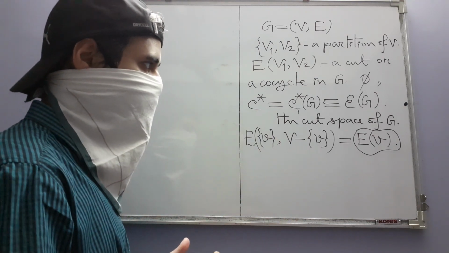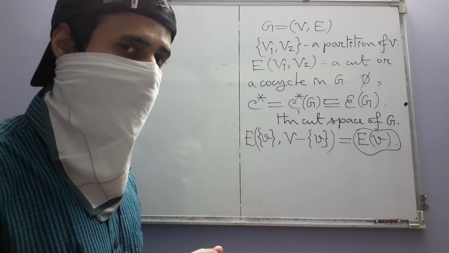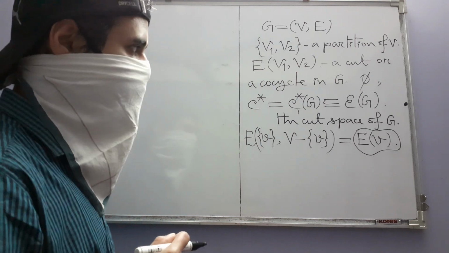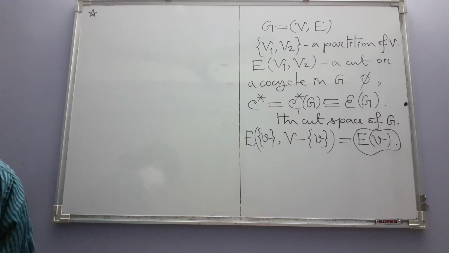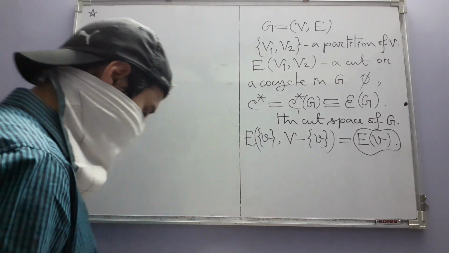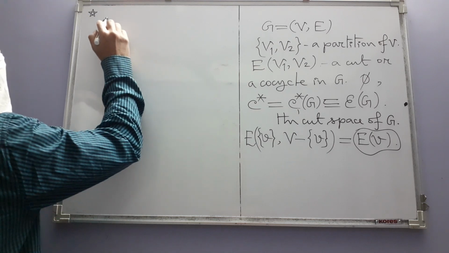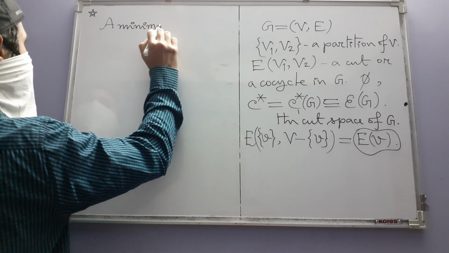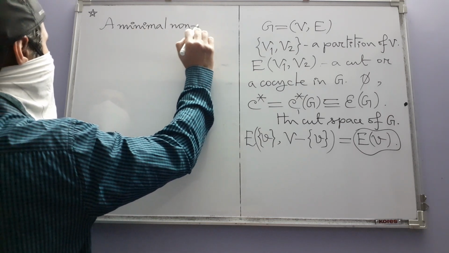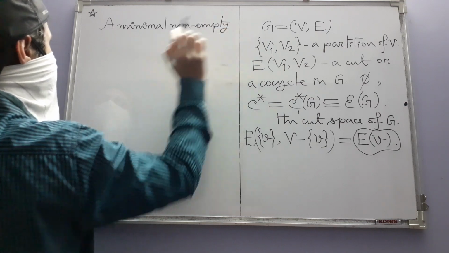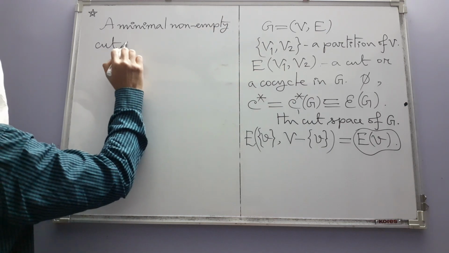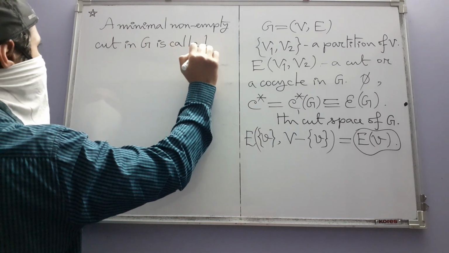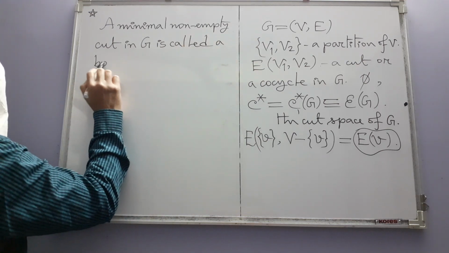So now today the author is going to show us what comes next, that is minimal cuts. So let's see what Diestel has to say, and then we will decipher every line. So he writes: a minimal non-empty cut in G is called a bond.